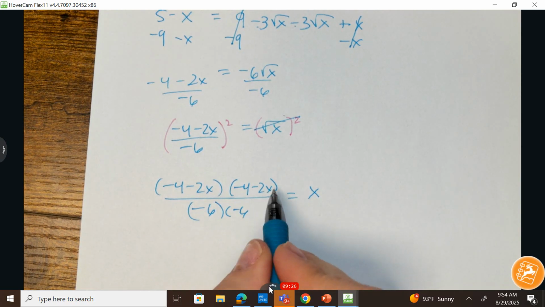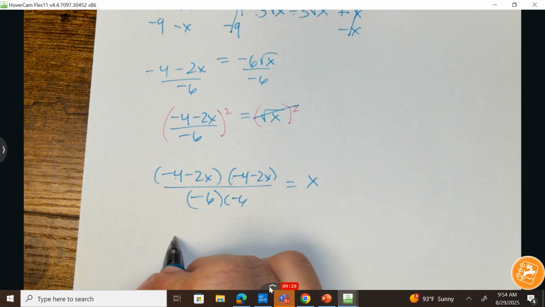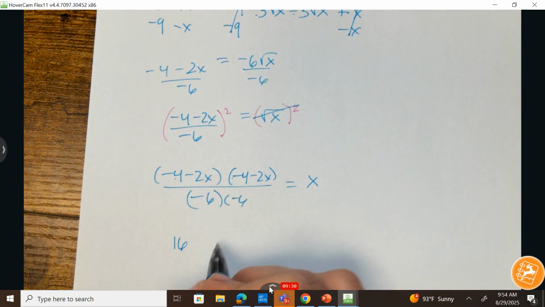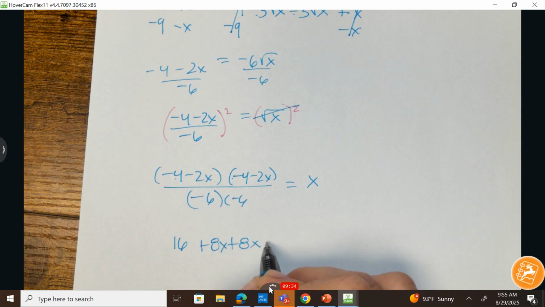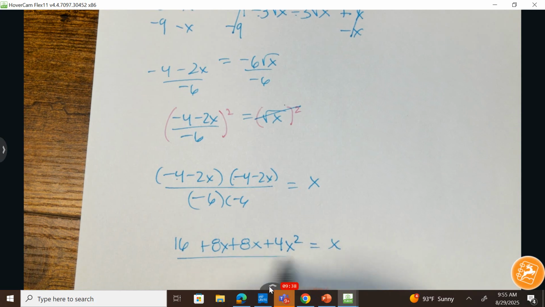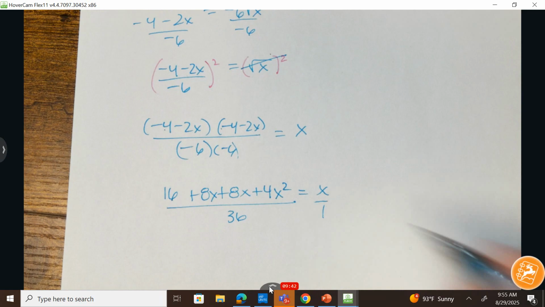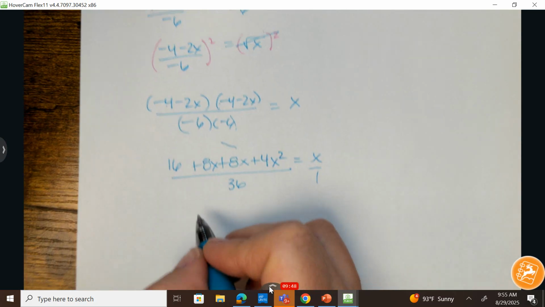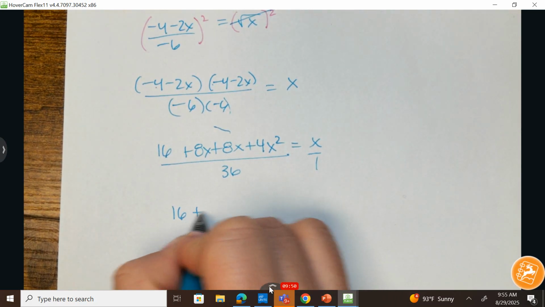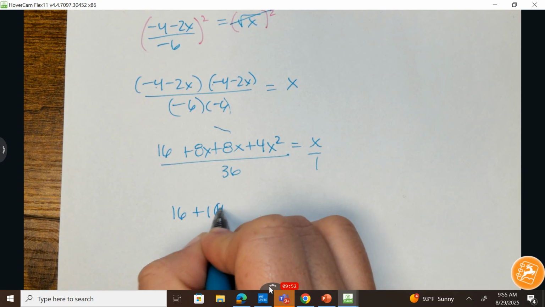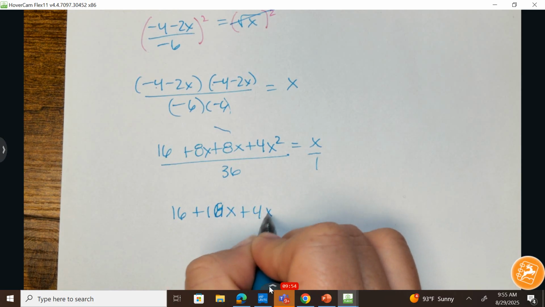Okay, let's FOIL the numerator. Negative 4 times negative 4. Then I have the inside, the outside, and negative 2 times negative 2 is 4x squared. Negative 6 times negative 6 is 36. And at this point, I'm going to go ahead and cross multiply. Well, actually, first I think I'll combine like terms in the middle. So 16 plus 16x plus 4x squared.